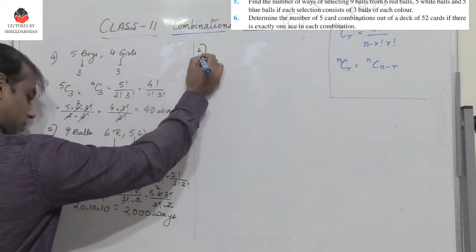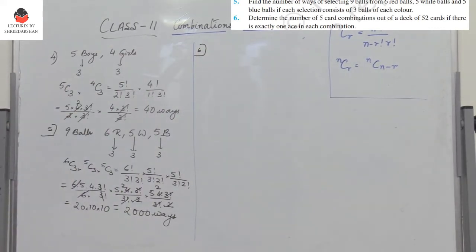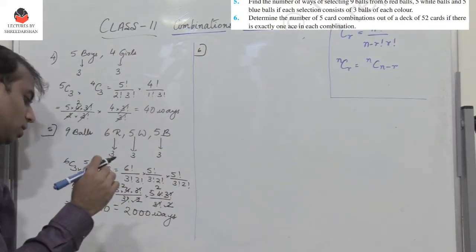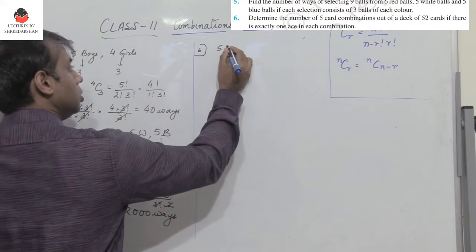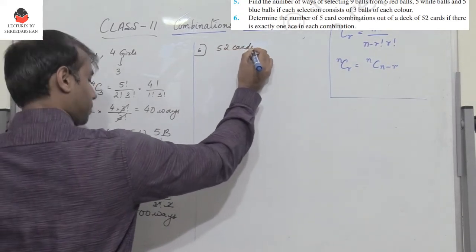So let's move on to problem 6. Determine the number of 5 card combinations out of a deck of 52 cards if there are exactly 1 ace in each combination. Right? So you have 52 cards, right?